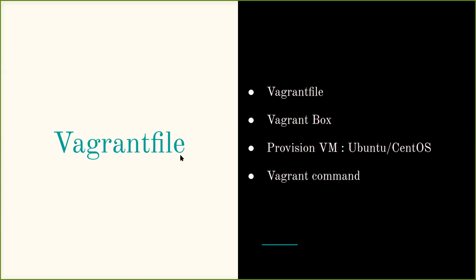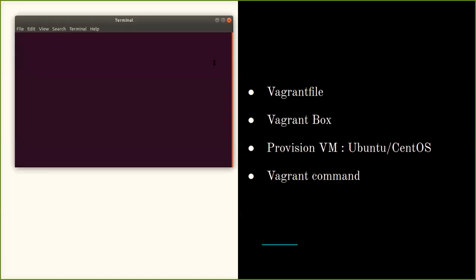So okay, I'm assuming that all these tools are installed already. What we are going to do is write one Vagrantfile. The file name should be Vagrantfile. Inside that, we are going to spin up an Ubuntu server and provision a VM, like Ubuntu or CentOS, and then we'll run some Vagrant commands to connect and so on. So after the installations, let me share my terminal.